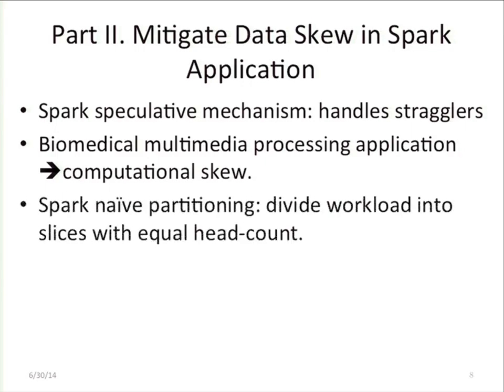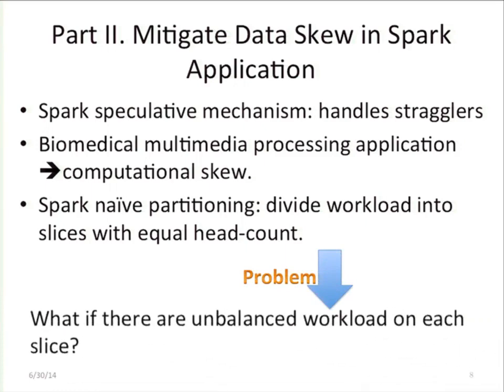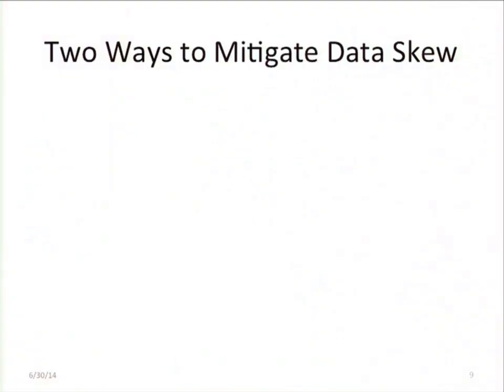I keep talking about the computational skew or data skew, so where does it come from? Spark has provided the partitioning method which will divide the workload into slices with equal head count. But the problem is, what if there is unbalanced workload on each slice? And of course, that's where the data skew comes from. So to tackle this issue, we propose two partitioning methods to mitigate data skew.